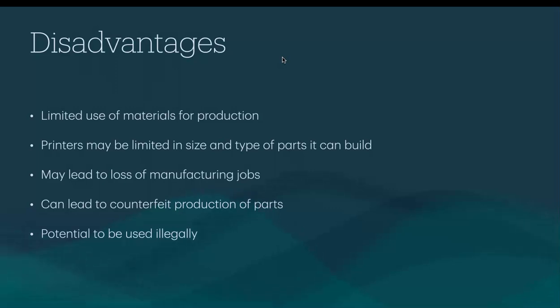It can also lead to counterfeit production of parts, because it's so easy to produce parts on a 3D printer, and there's potential for people to create a lot of counterfeit parts, and it can also have the potential to be used illegally. For example, there have been cases of people using a 3D printer to print out parts for firearms, for rifles, that may be banned, and so that is a potential hazard.